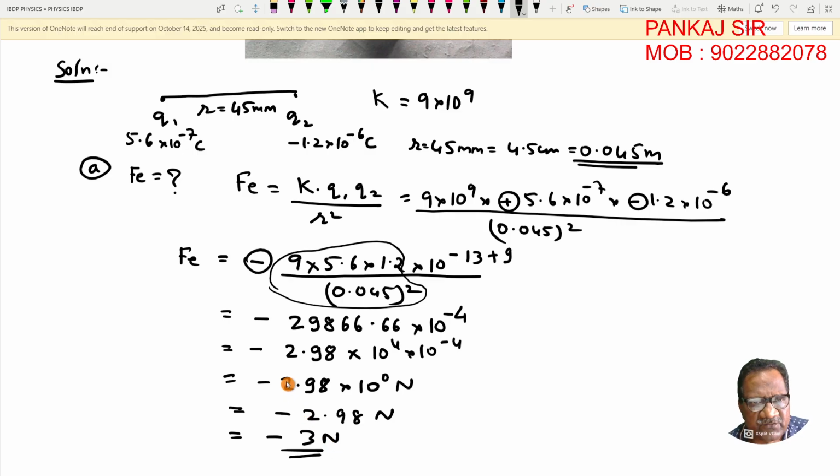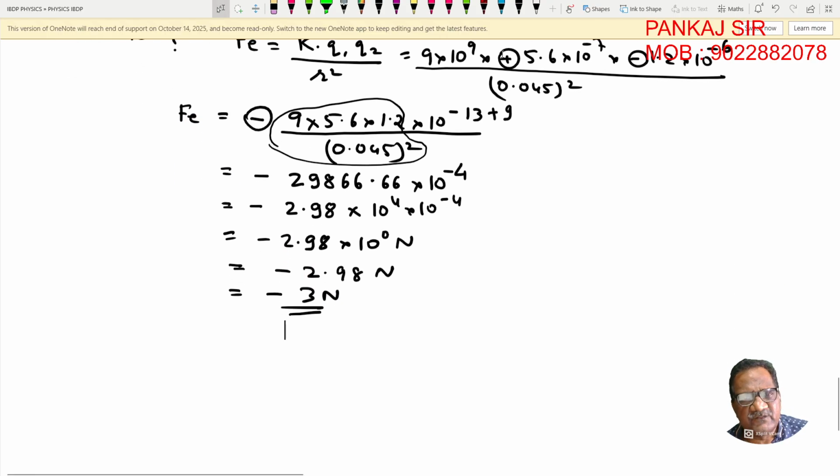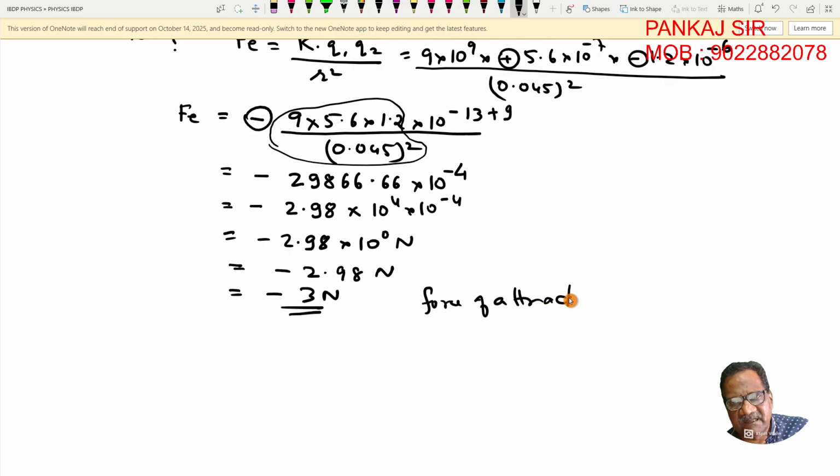Okay. So you can see that the electrostatic force is negative. Now negative force doesn't mean anything else, but it means that it is a force of attraction. Because these charges are oppositely charged, obviously there is going to be an attraction between the two charges. And this attraction force is shown by the negative sign. If it was repulsion, you would have got a positive sign. Is that okay? So A part of the question is done.